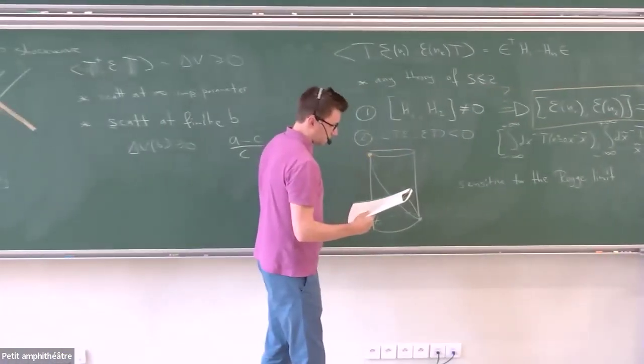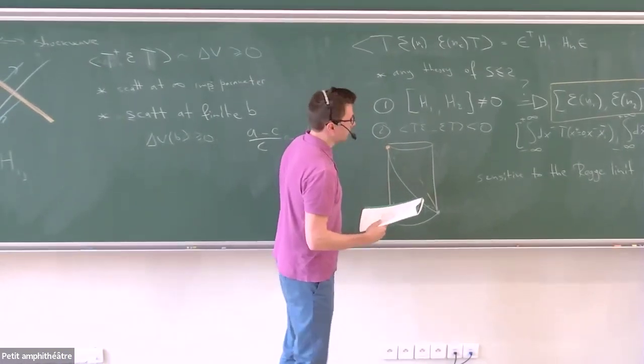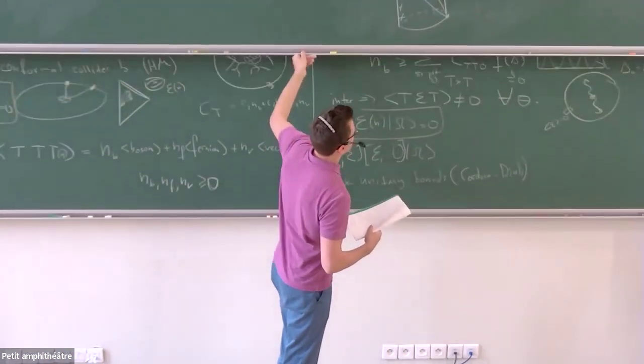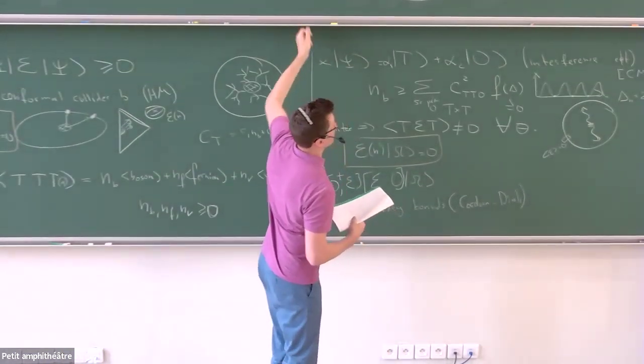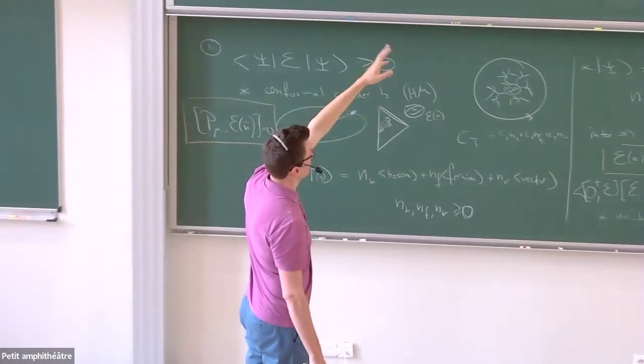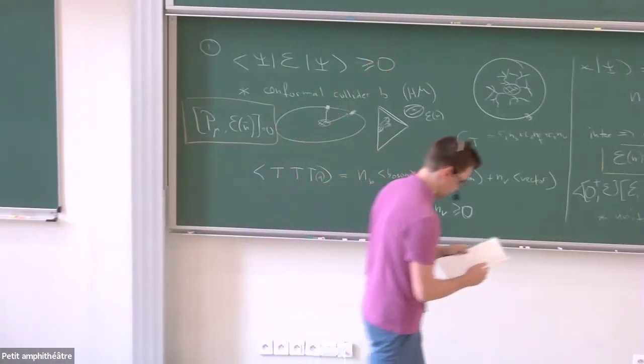So then the question is, okay, that's nice, but what else can we learn? And then, as I already said, very similar bounds you can get using this dispersion relation.